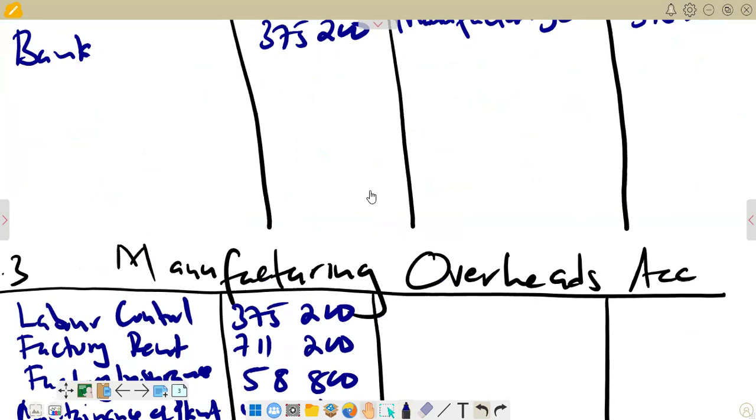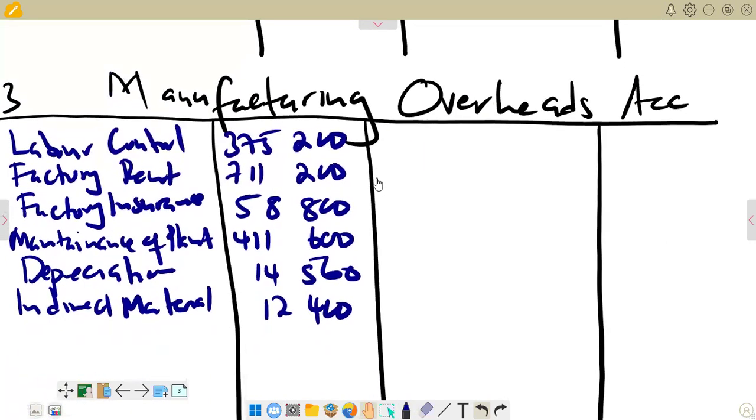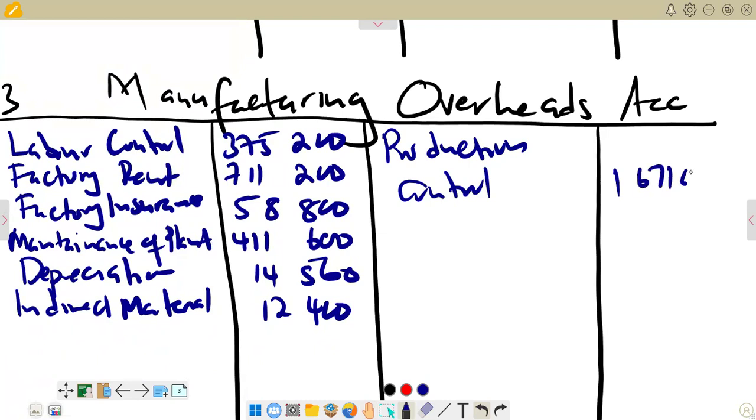So we now have our manufacturing overheads. It means we are going to credit the manufacturing overheads with that amount. It is 1,671,040. So we are saying this figure is going to production control. The figure is 1,671,040. So this is the number that we have.